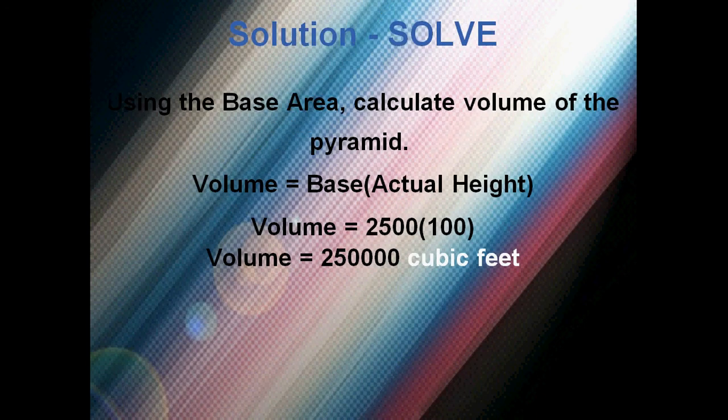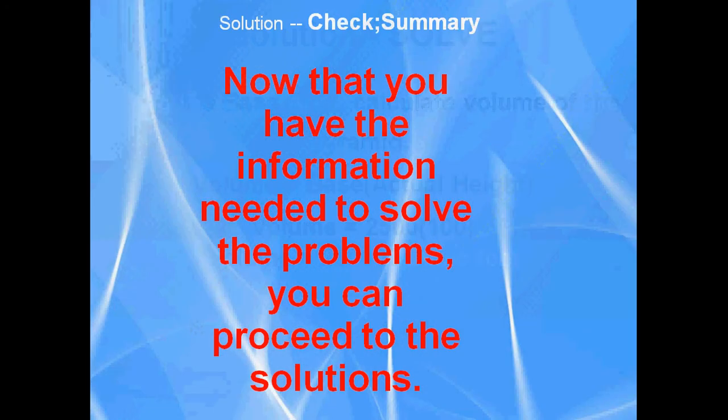Using the base area, calculate the volume of the pyramid. The volume equals the base times the actual height of the pyramid. So volume equals 2,500 times 100. So after you do that, you should end up with 250,000 cubic feet. Now that you have the information needed to solve the problems, you can proceed to the solutions.